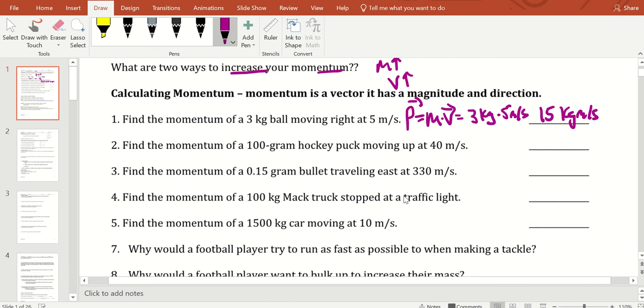Find the momentum of a 100-gram hockey puck moving at 40 meters per second. You need to convert to the appropriate units. So it's going to be 0.100 kilograms times 40 meters per second. And again, you plug it in. So 0.1 times 40 is going to be 4 kilogram meters per second.